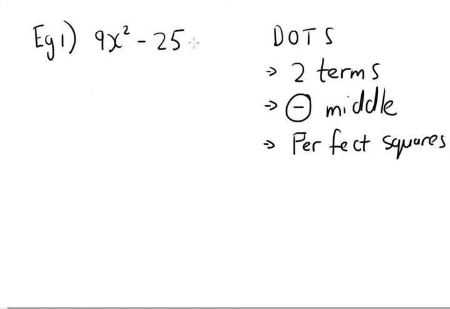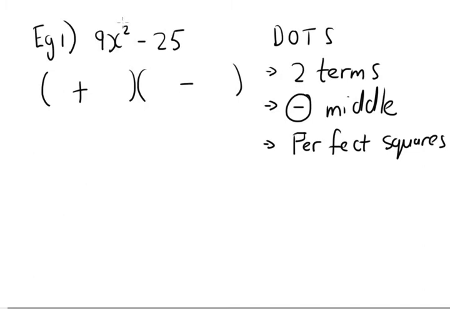So we've identified it. There are 2 terms, there's a negative in the middle, and both terms are perfect squares. The next part is we now have to actually do the sum. So when we do the sum, we're going to follow the following steps. We have 2 brackets. In this case, there's a positive and a negative, not just a negative.